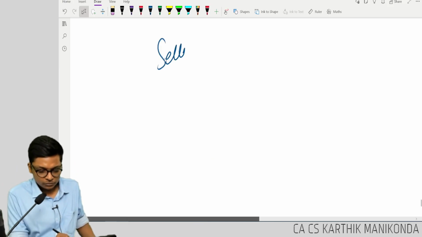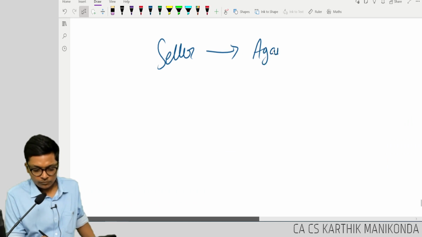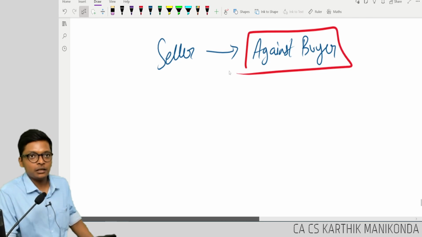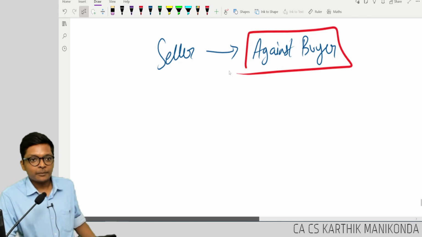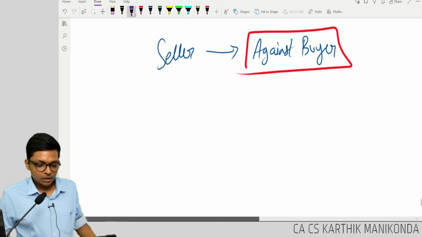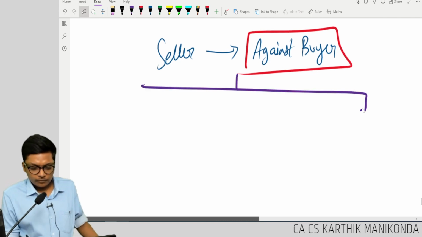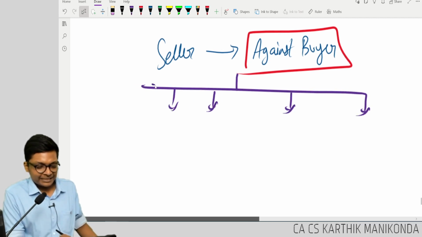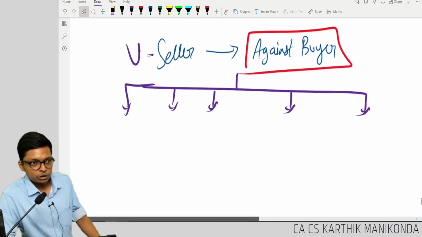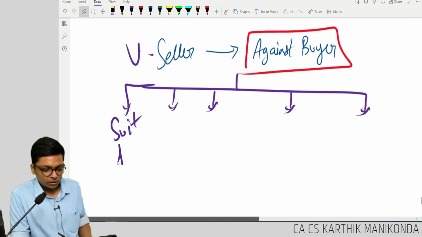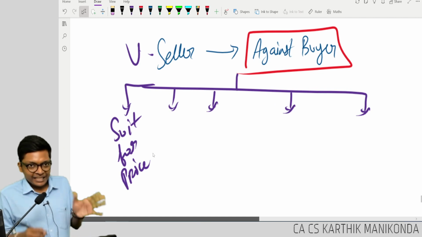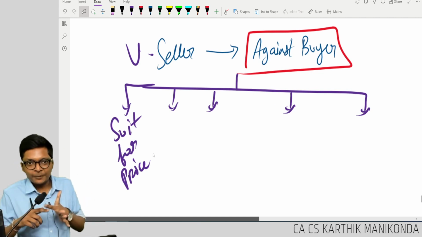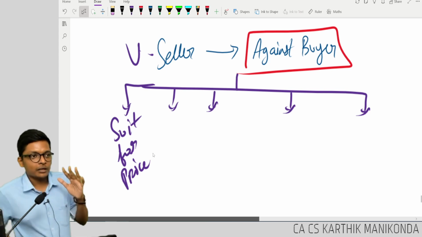Right of seller against buyer guys. So in right of seller against buyer, we have unpaid seller's right against buyer. If money is not paid, first you can file a suit for price. Give my money back. Suit for price. Whether ownership is transferred or whether ownership is not transferred, I can sue for price.